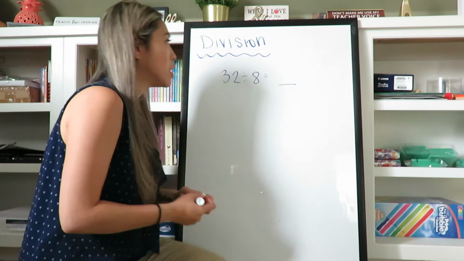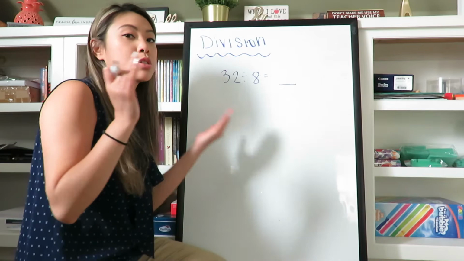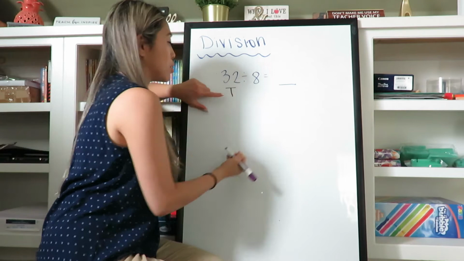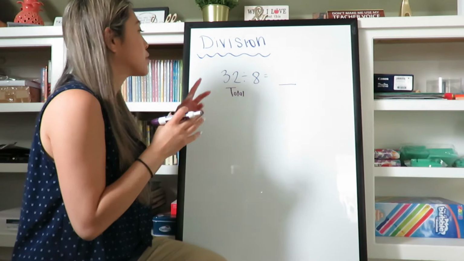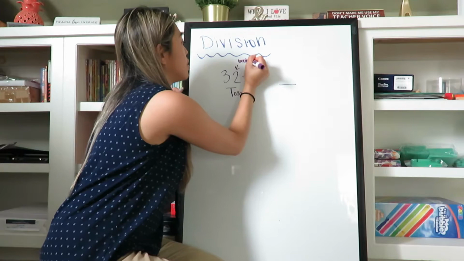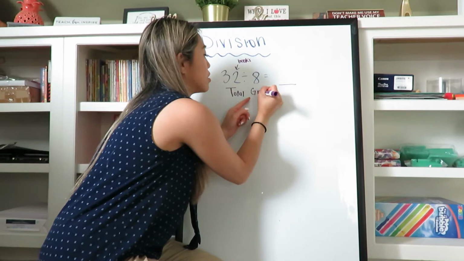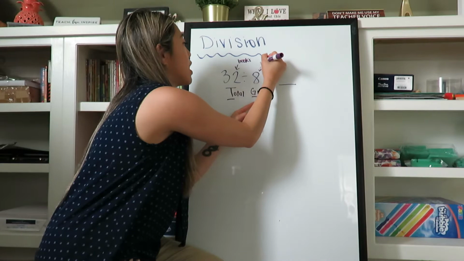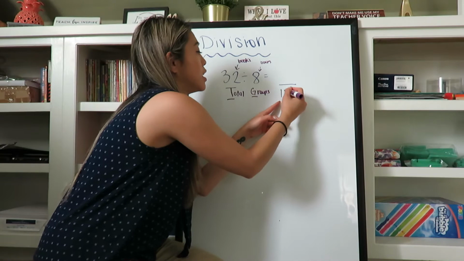When we divide, we always put our labels just as we did with multiplication, but this time it's the reverse. Instead of groups, you start with your total. T is the total. You have a total amount of something. So for instance, let's say 32 represents our books. We have 32 books right now. Next will be our groups. For 8, we could say we have 8 boxes. And then the last label will be in each.